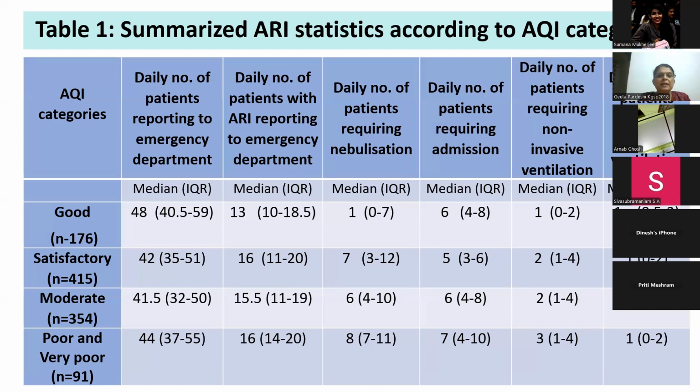So what I see is that the average daily number of patients reporting to the emergency department, when the AQI is good, the median number is 48. When it's poor, very poor, it's 44. So this is a bit surprising. What next do I see?